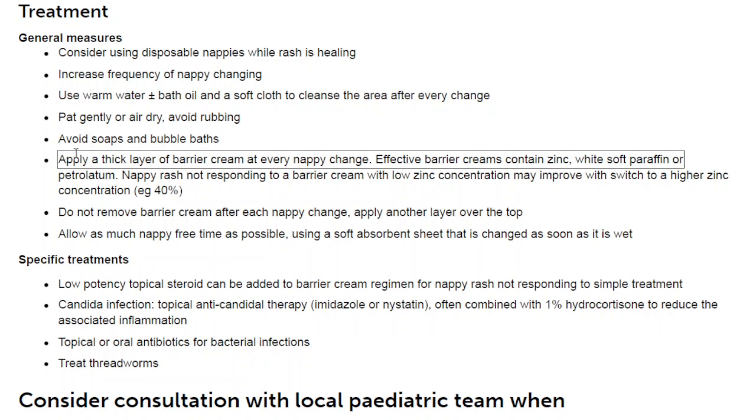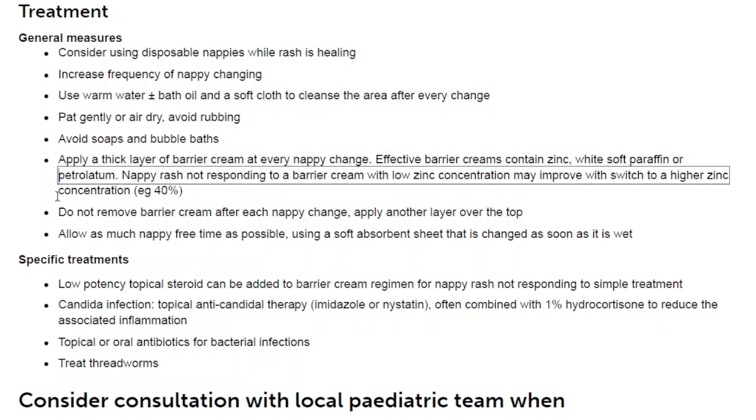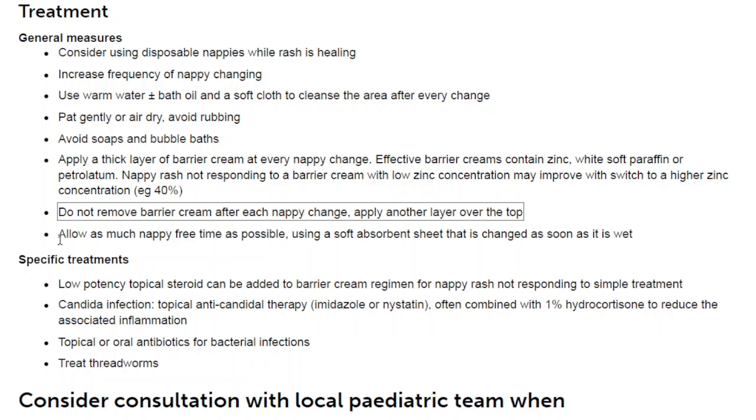Apply a thick layer of barrier cream at every nappy change. Effective barrier creams contain zinc, white soft paraffin or petrolatum. Nappy rash not responding to a barrier cream with low zinc concentration may improve with switch to a higher zinc concentration, e.g. 40%. Do not remove barrier cream after each nappy change, apply another layer over the top.